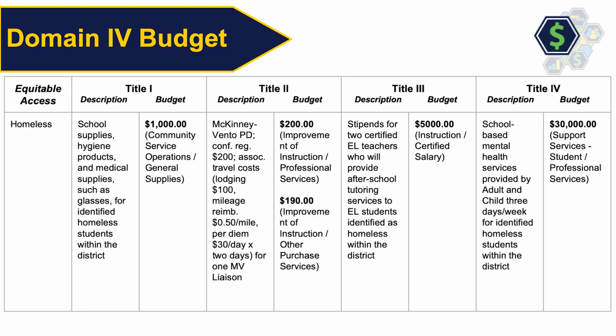In this example, you can see the LEA has budgeted for a homeless activity across all title funds. Title I is funding the supplies that allow the identified homeless student equitable access to his or her education. Title II is funding the professional development for the District McKinney-Vento liaison. Title III, which must be supplemental to all other federal funding streams, is funding stipends for EL teachers to provide after-school tutoring services to EL students identified as homeless. Title IV is funding the school-based mental health services through a contracted service for identified homeless students.